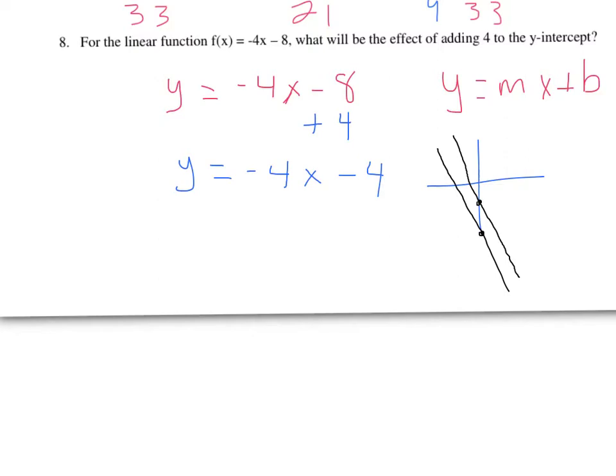Okay, what's the effect of adding 4 to the y-intercept? Well, we're taking this first line and we're just sliding it up here to that second line. The y-intercept increased. It went from negative 8 to a negative 4, so there's an increase here. So we're shifting the line up 4 units, or it's being translated up 4 units. Okay. Nothing happened to the slope. It stayed the same in this problem.